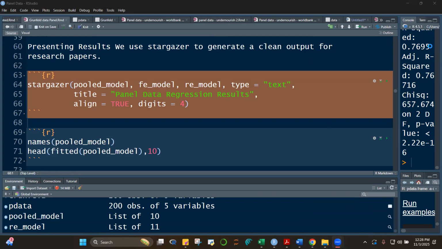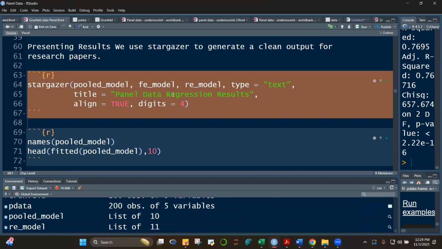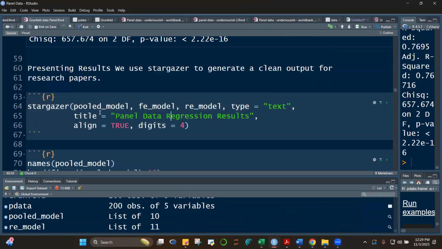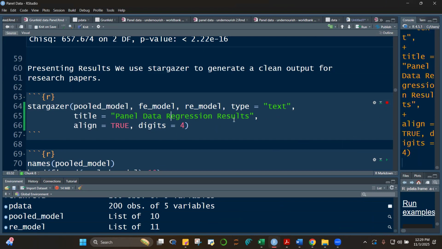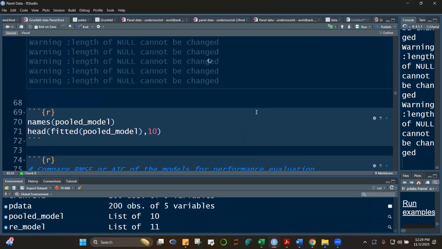All right, let's use Stargazer, class, and print the... saan na si Arco? Okay, here. Let's compare pooled, fixed effect, random effects, text, okay? And then 4 digits lang. Let's print this using Stargazer. And you can see here the differences between them.